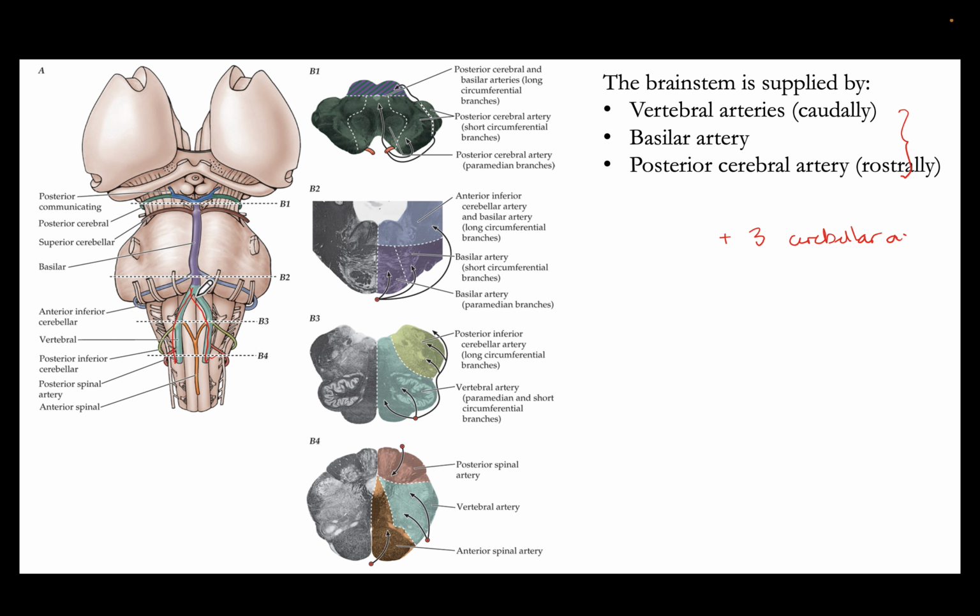They ascend over the medulla and fuse at the bottom of the pons to give rise to the large central basilar artery. And it in turn splits again at the level of the midbrain to give rise to the posterior cerebral arteries, which travel posteriorly over the cerebral peduncles. And so those are the three major arteries.